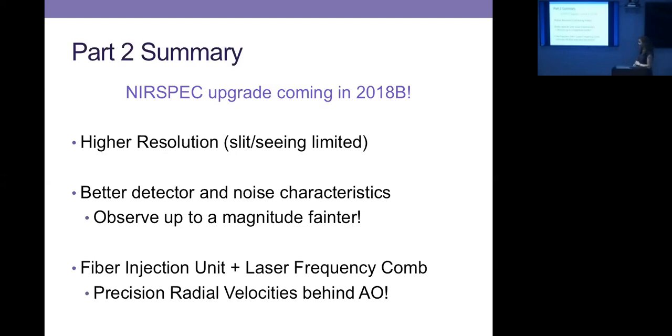And then the last thing is that a new fiber injection unit combined with the laser frequency comb is going to mean that when you're observing with AO, you can get really precise radial velocities. So we're looking forward to this, and I'll go ahead and finish up my talk right there.